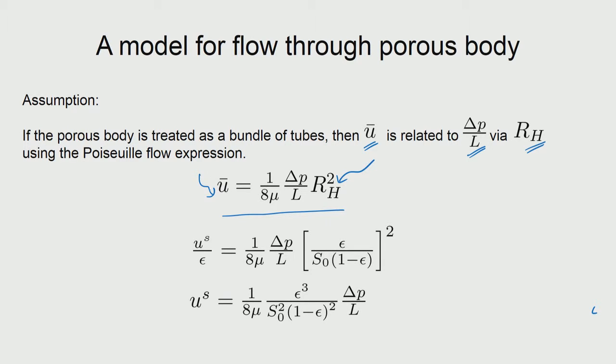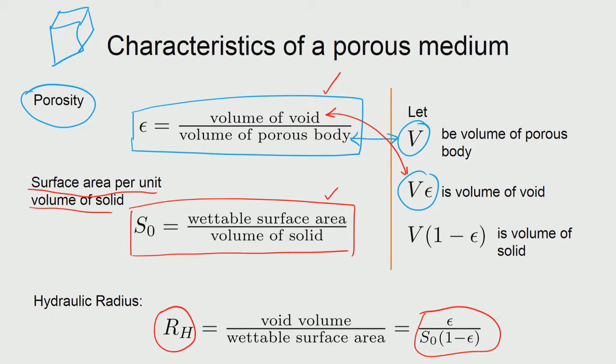So, we substitute those expressions, and you see on the left hand side it is US by epsilon, and on the right hand side RH is equal to epsilon by S naught into 1 minus epsilon, which we have already seen just a while back.